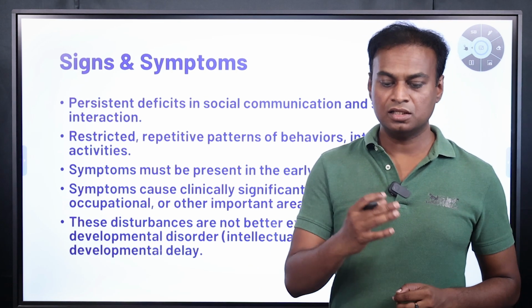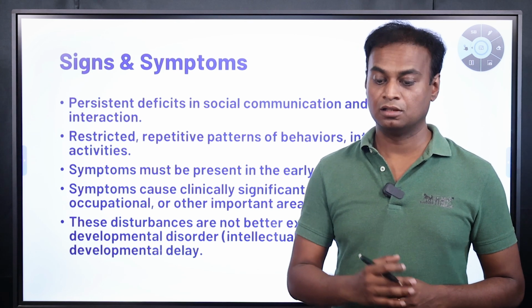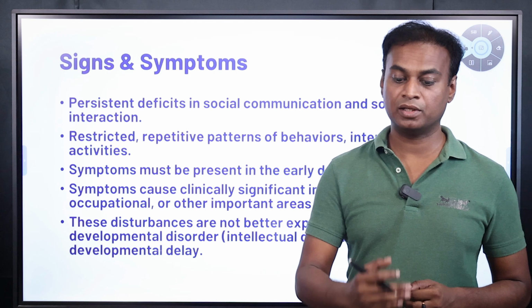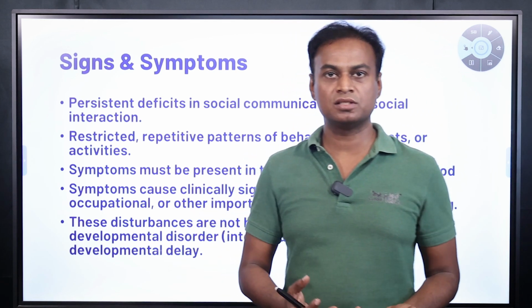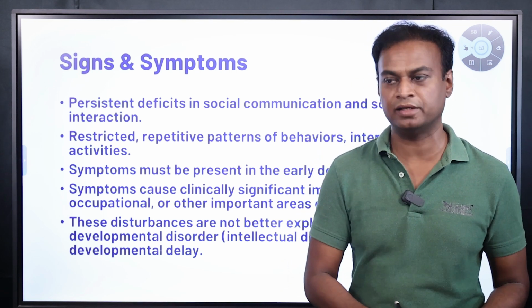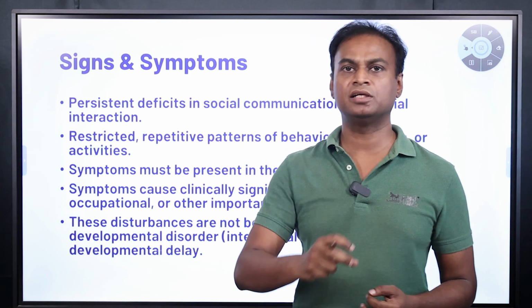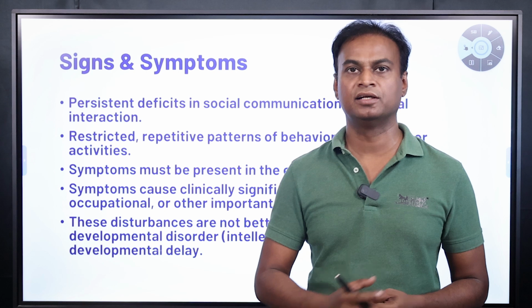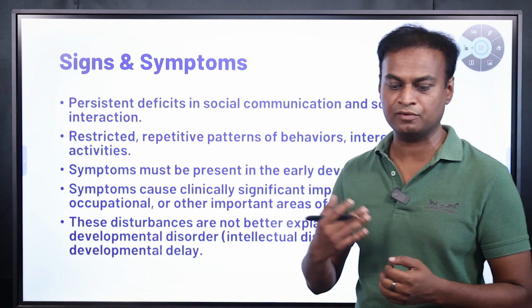The next one is insistence on sameness: inflexible adherence to routines or ritual patterns of verbal and non-verbal behaviors. See, they want to do the same things again. For example, if they want to wear a particular dress, they will wear the same dress every day. If they want to eat a particular dish at McDonald's, they will eat that dish every day. They will have the same habits or behaviors repeating every day.